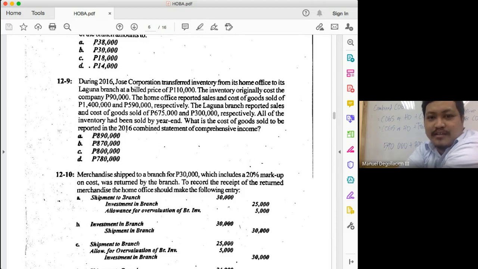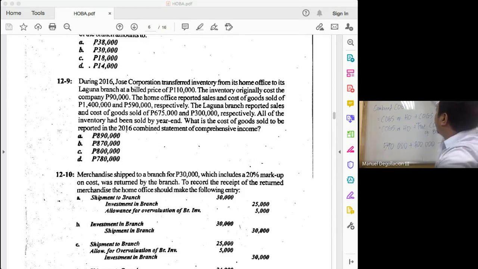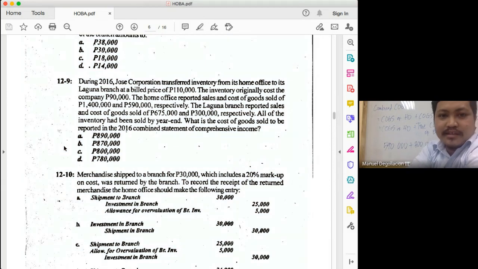How much is the markup on the shipments? 20,000. Where did we get the 20,000? 110,000 billing price of the shipments minus the 90,000. So that means the markup on the shipments is 20,000. Because if we add the zero and the 20,000, we will still get 20,000. So the markup on our total is still 20,000. Once we have that, what else do we need? We need to deduct the markup on the ending inventory.